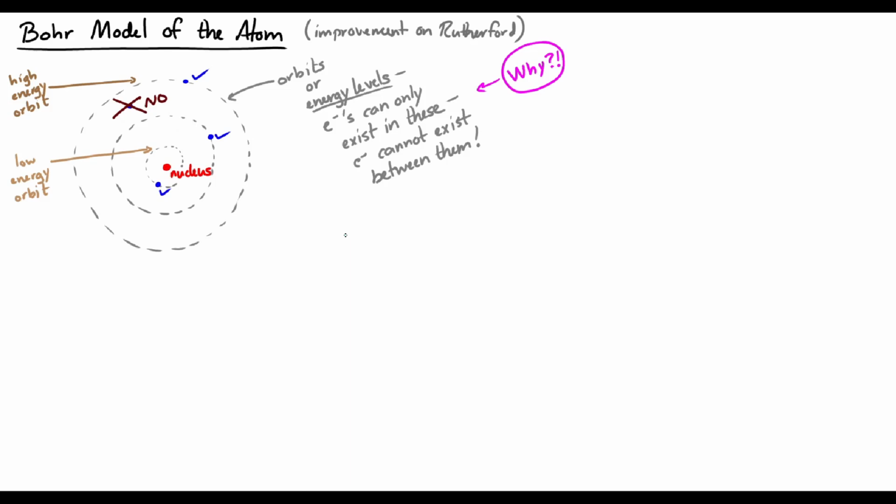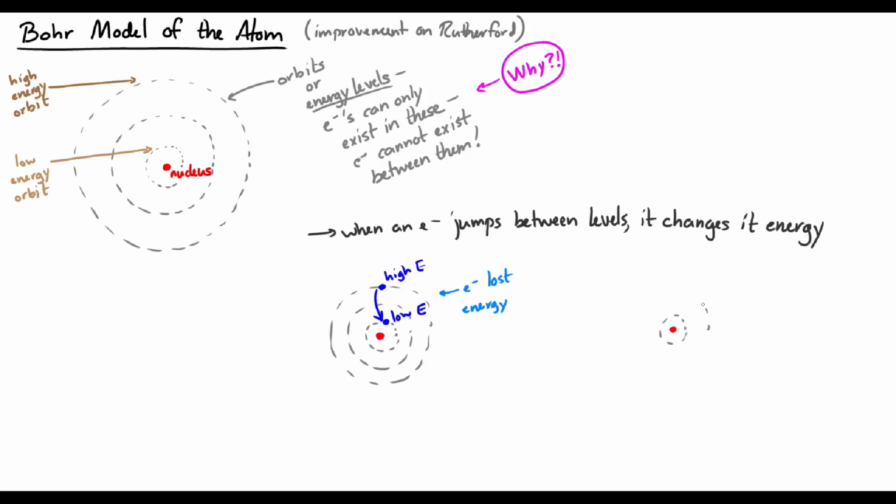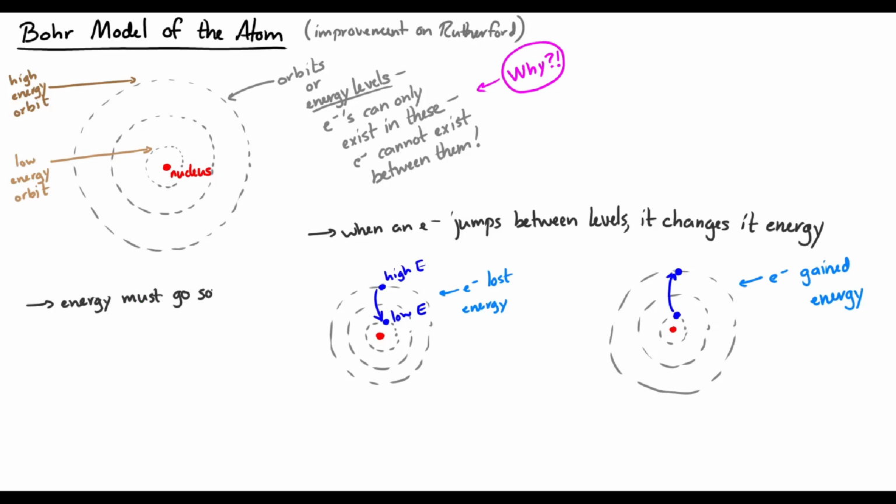And in this model, if an electron moves or jumps between levels, it has to change its energy. So if it jumps from this higher energy level to a lower energy level, then the electron lost energy. If it jumps from a lower energy level to a higher energy level, then the electron gained energy. Now, energy has to go somewhere. If it loses energy, then the energy has to be emitted somehow. So if it loses energy, the electron emits a bundle of light energy called a photon.